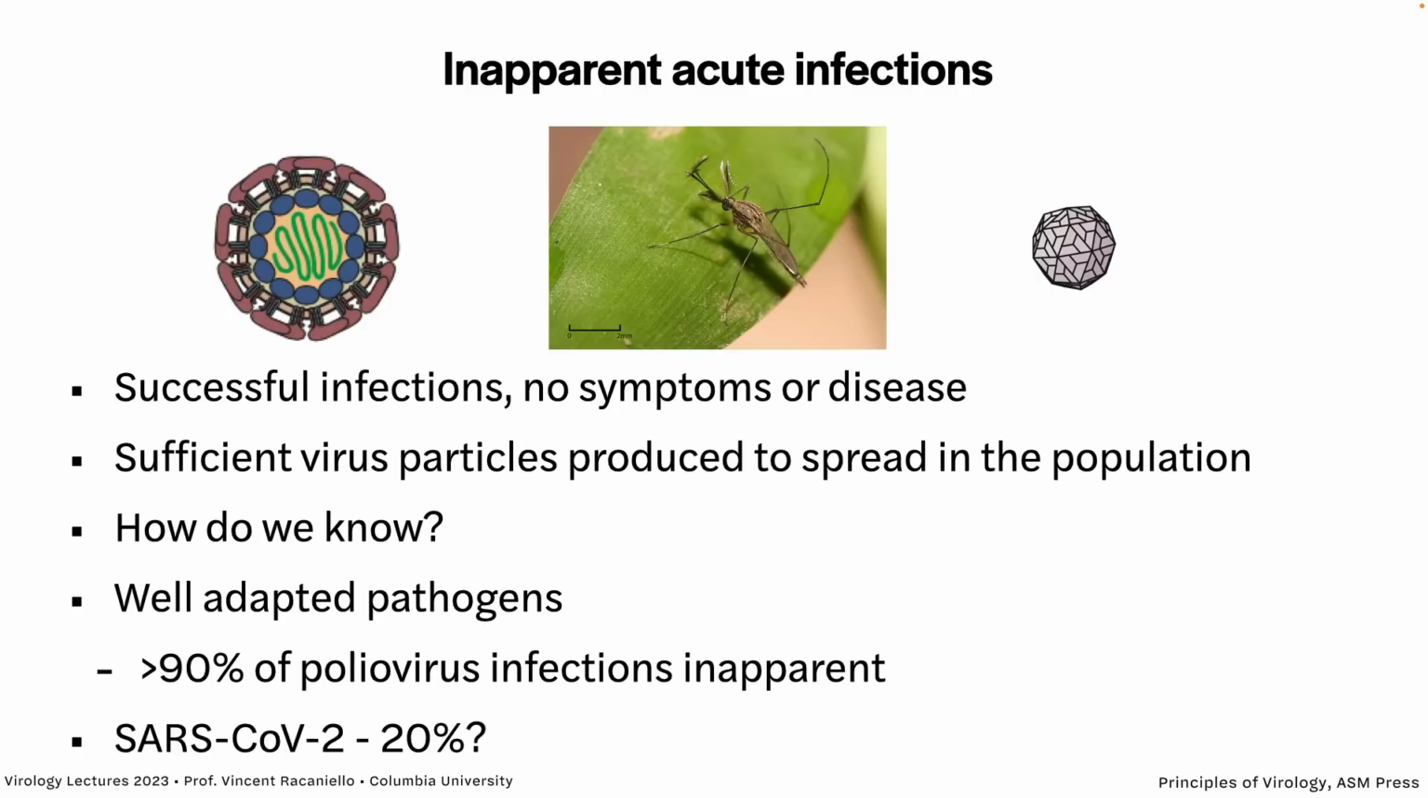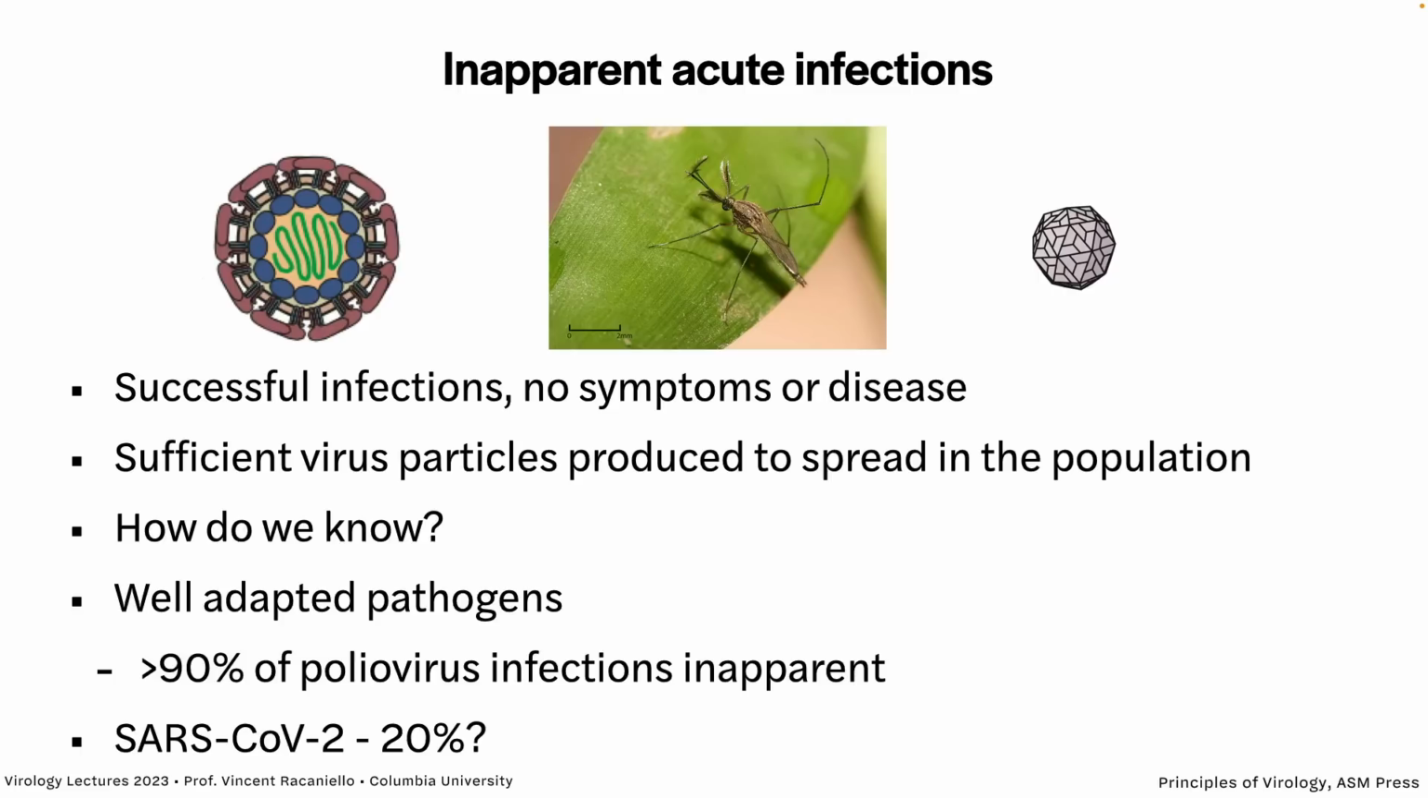Now, how do we know this? Well, we do serological surveys, and we see that many people have antibodies to a given virus, but they don't remember ever being infected because they have no symptoms. So examples are poliovirus, where over 90% of infections are inapparent. They have no symptoms associated with them. SARS-CoV-2 is another one. Maybe 20% of infections, depending on the study, maybe slightly more, are inapparent. In other words, no symptoms.